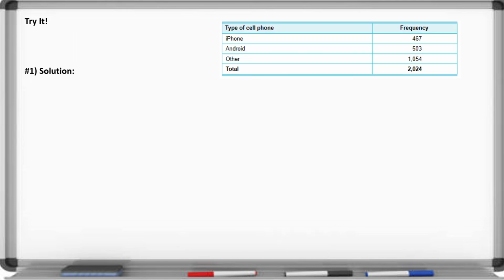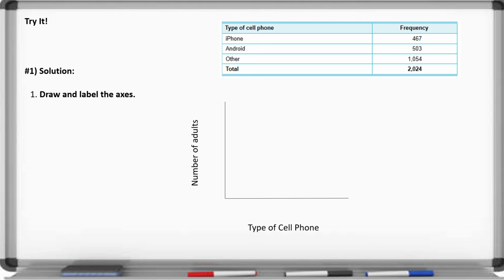So let's start with the first one. We have the frequency distribution above. Now remember, the first step is to draw and label the axes. So we're going to start labeling the x and y-axis. Remember that the x-axis involves the categories, in this case the type of cell phone. The y-axis involves the frequencies. Now we want to scale the axes. We know that the largest frequency is 1054. So let's choose a vertical scale.